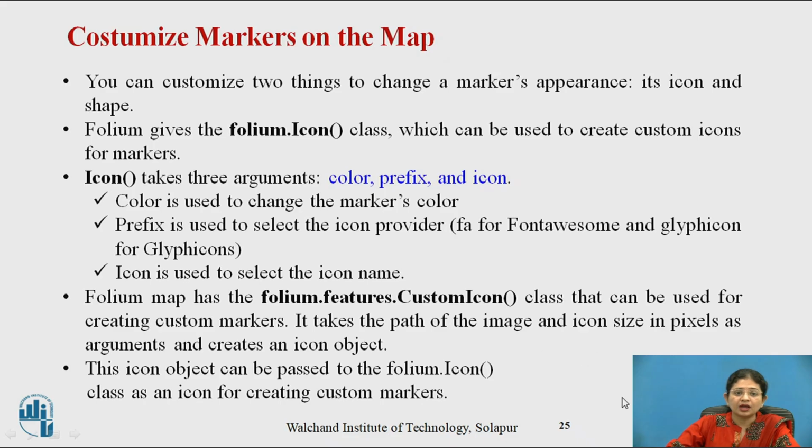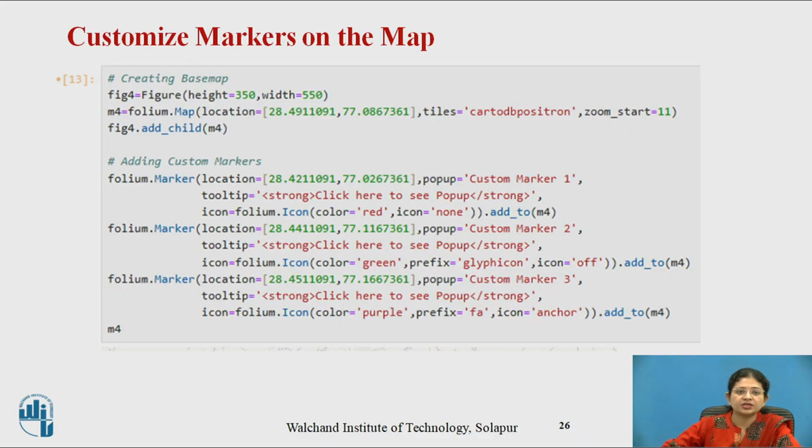Folium has a folium.features.CustomIcon class that can be used for creating custom markers. It takes the path of the image and icon size in pixels as arguments and creates an icon object. This icon object can be passed to the folium Icon class as an icon for creating custom markers. Look here, the code is given.